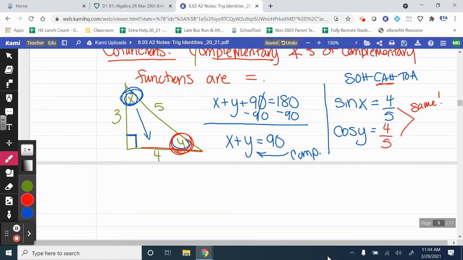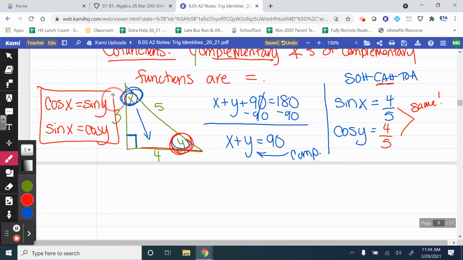So that tells us that anytime you have these complementary functions, we know that the cosine of x will equal the sine of y and vice versa. We also know the sine of x will equal the cosine of y. And that's only if x plus y is equal to 90. So if you have a right triangle and those are your acute angles.